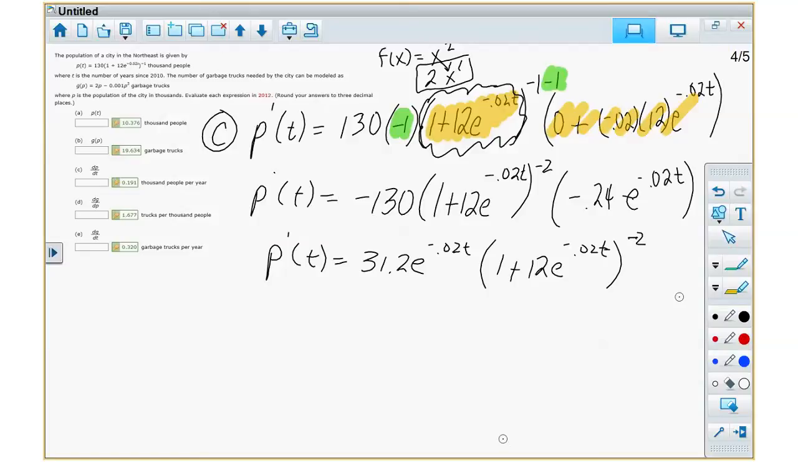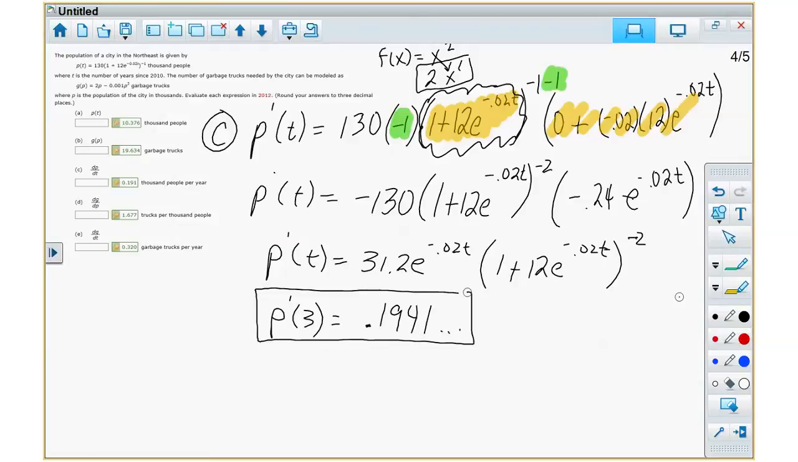So now P of 3 is equal to, I have no idea, I don't know if I did this one or not, let me see. Yeah, I did. I got 0.1941. Y'all check me. Yeah, that's right. And now we'll do D. D, we want G prime of P.